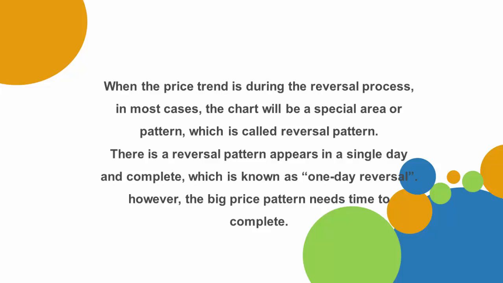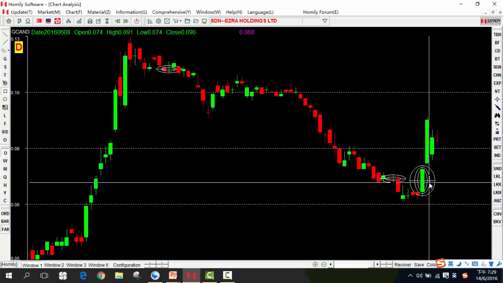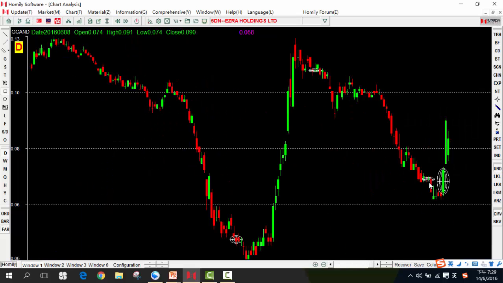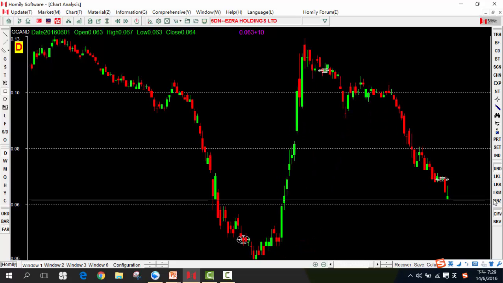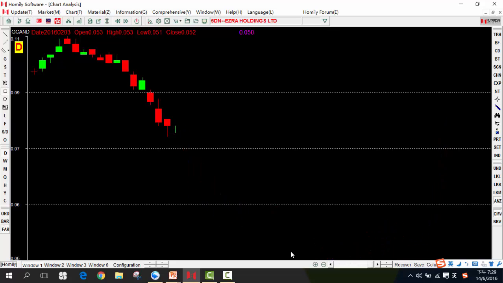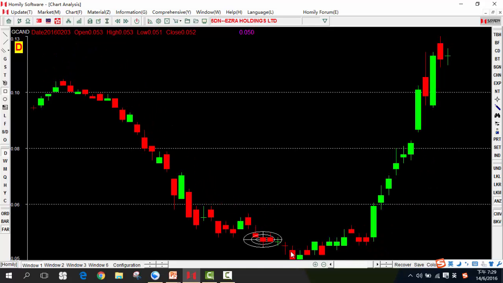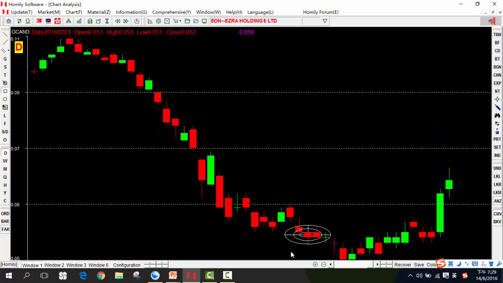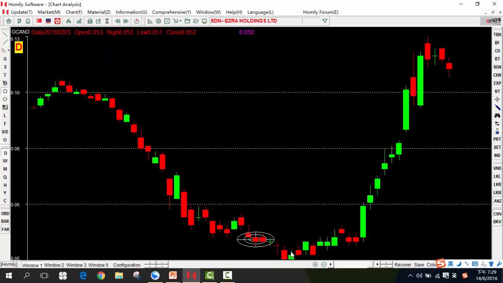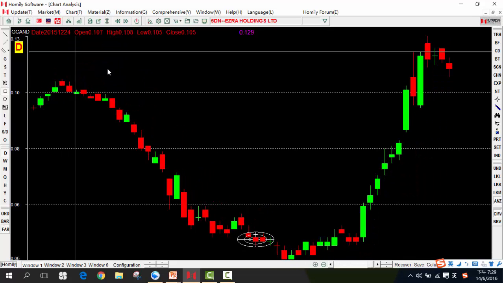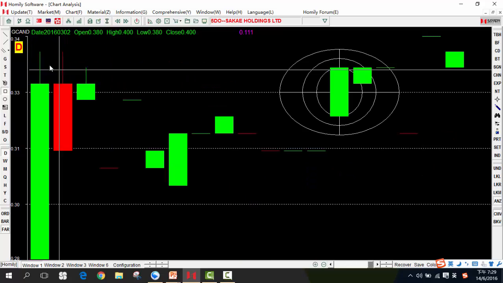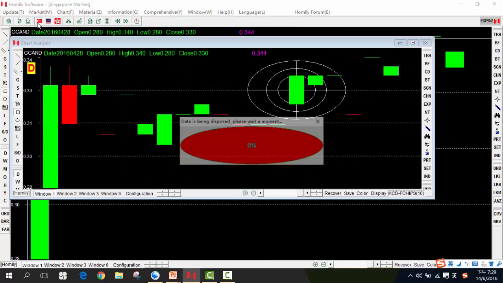Okay, then we can look at some stocks. This stock is Israel. Can you tell me which pattern this is? This is the V pattern, right? Then we can find some stocks: click the Singapore market, find some high volume stocks, then see which pattern is good.